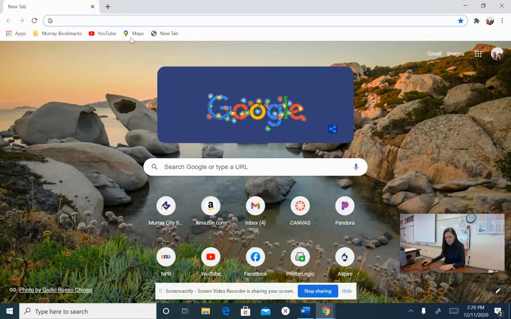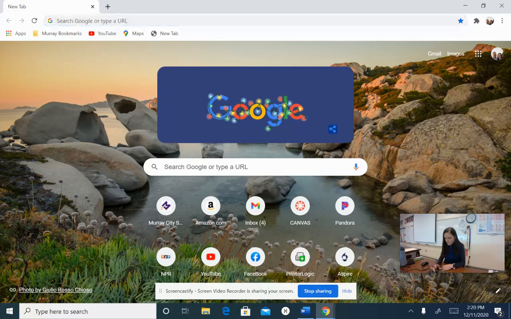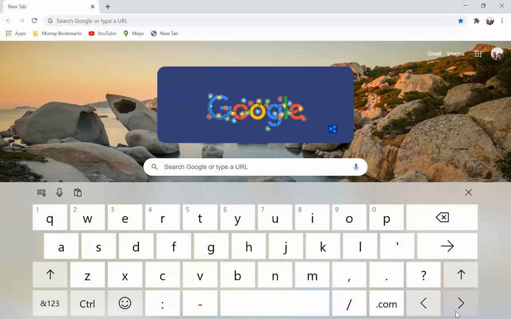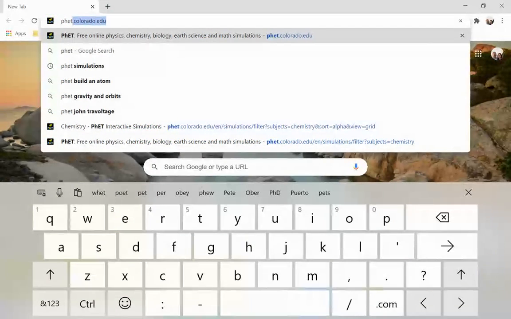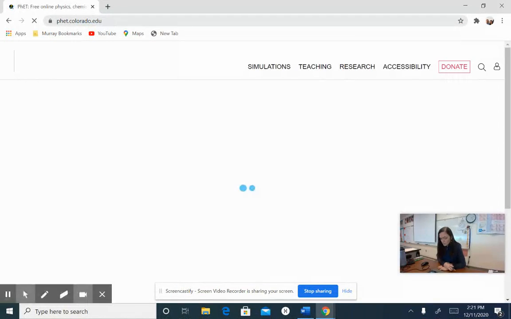And what I want you to do is type in PhET here really quick. So let's type in what we want. We want PhET. It's not typing in here. So we want this PhET Colorado. This is the thing that we want.